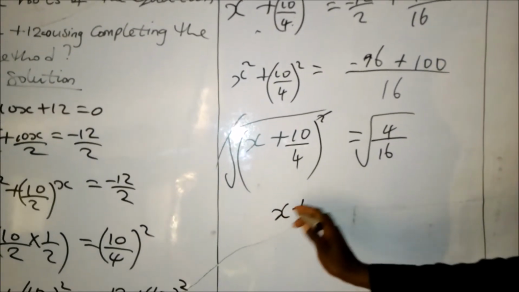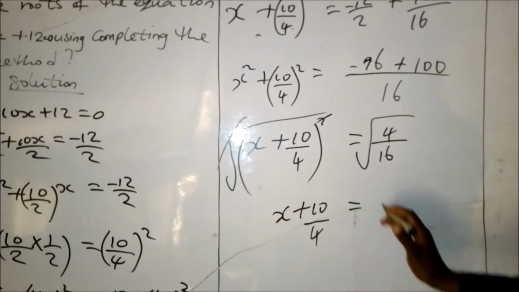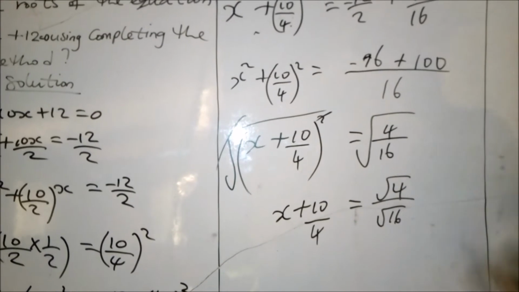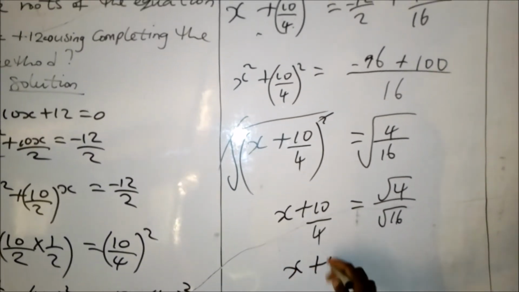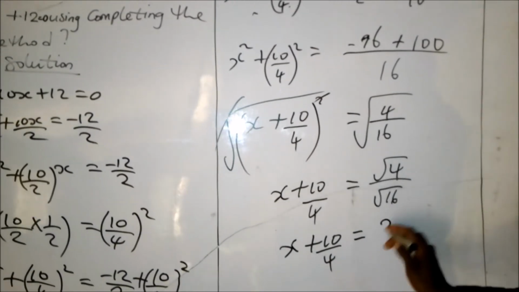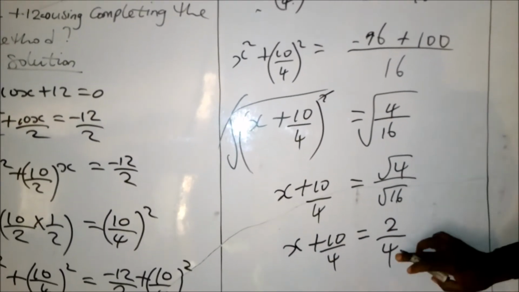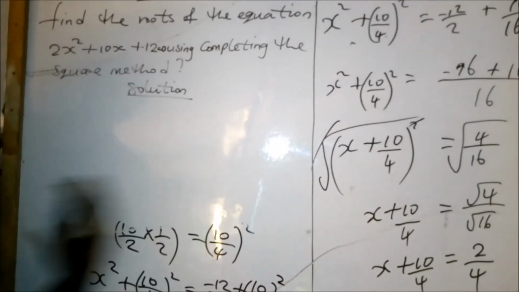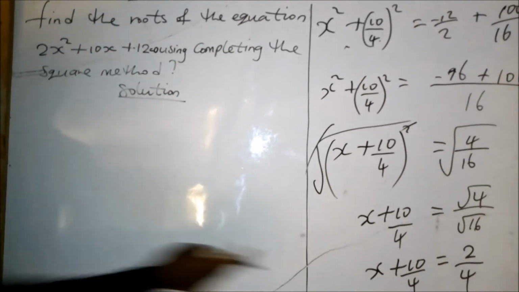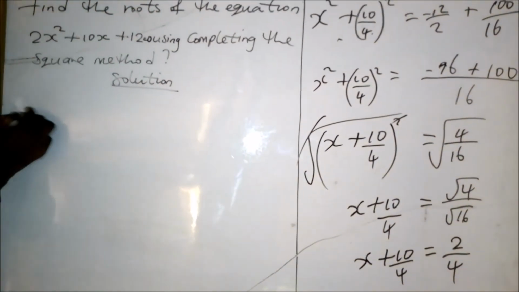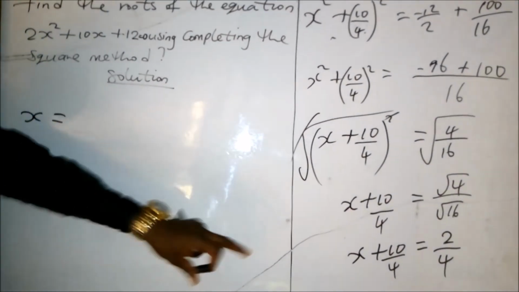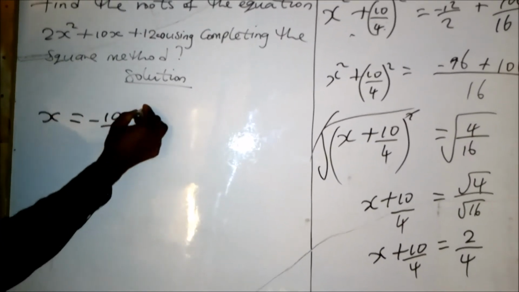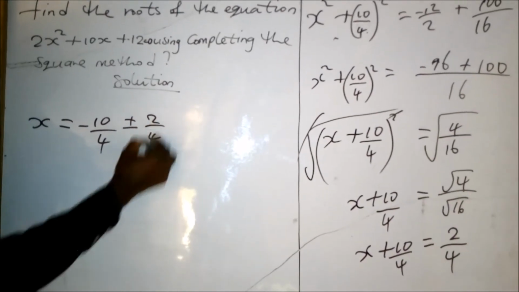We have that x plus 10 over 4 is now equal to square root of 4 all over square root of 16. Because of this square root, you have to share it to each of them, and this is going to give us x plus 10 over 4 equal to 2 over 4. 2 is the square root of 4 and 4 is the square root of 16. Now we are going to take this 10 over 4 to the other side. We have that x is equal to, since the 10 over 4 is positive, after crossing over it will become negative 10 over 4. Then plus or minus 2 over 4.